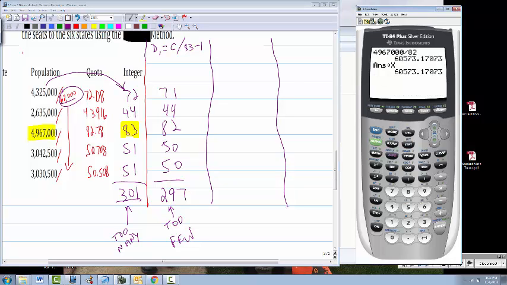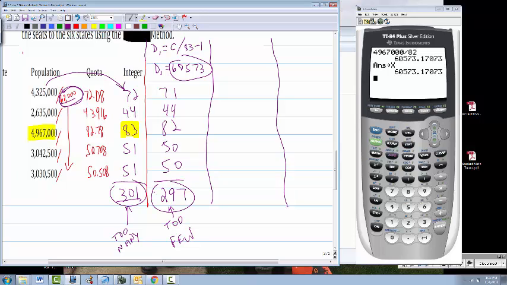So our new divisor is 60,573 with a decimal. The first divisor was 60,000. The next one was 60,500. I got an answer too big and an answer too small. So what kind of divisor do I want? A divisor that's what compared to the last two? In between. So one way you could do that is find the average of the last two.